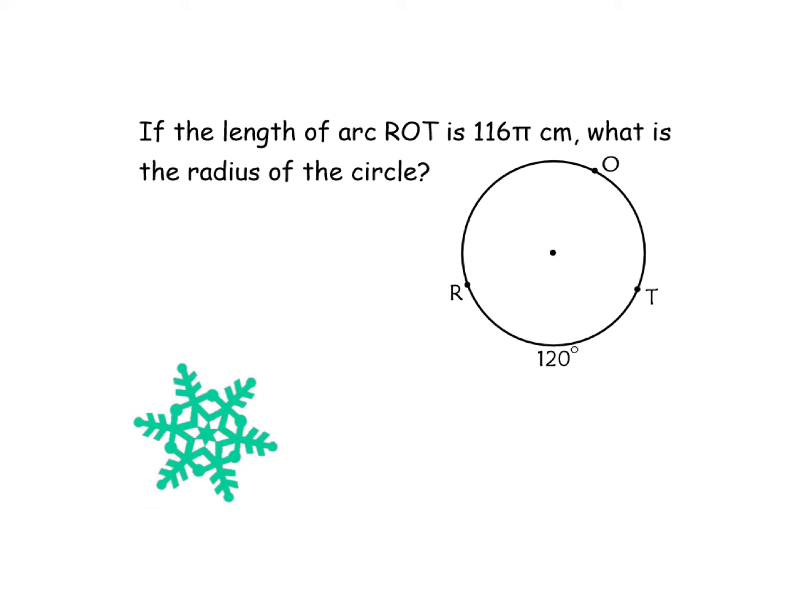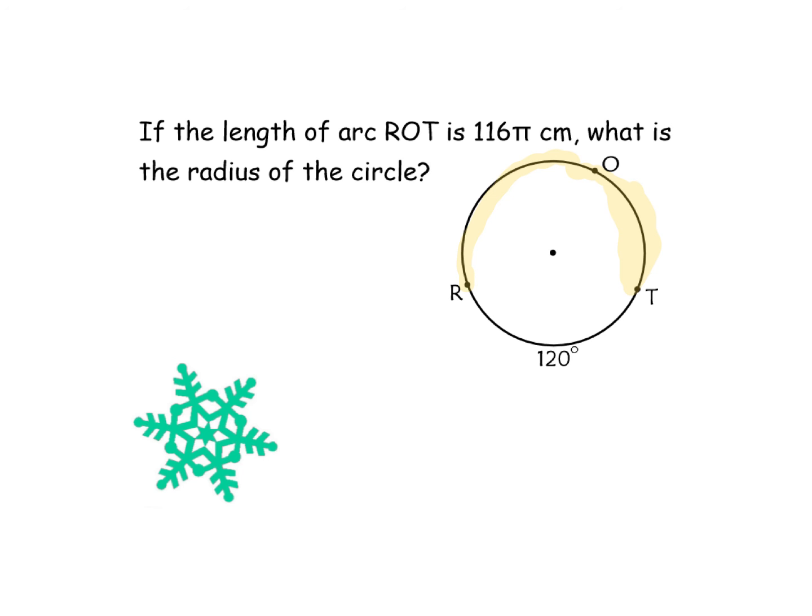Okay, on the last one, we're actually going to be working backwards in order to find the length of the radius. It says the length of arc ROT. Keep in mind, ROT has 3 points, which means we're going the long way around here, right? That was a horrible outline, but that's arc ROT.